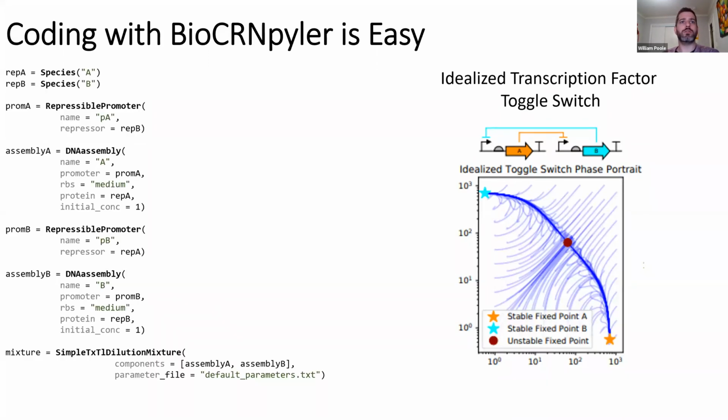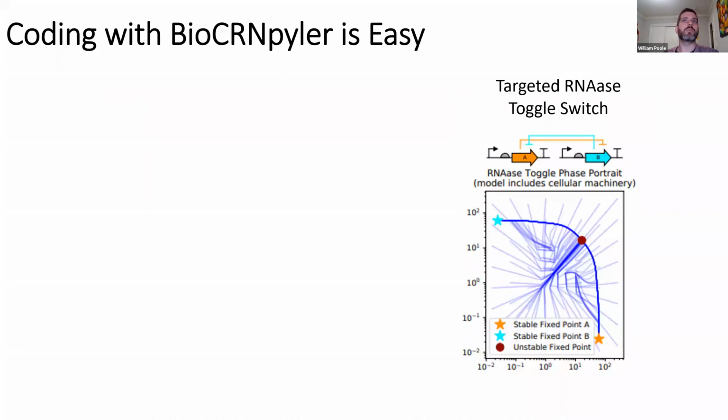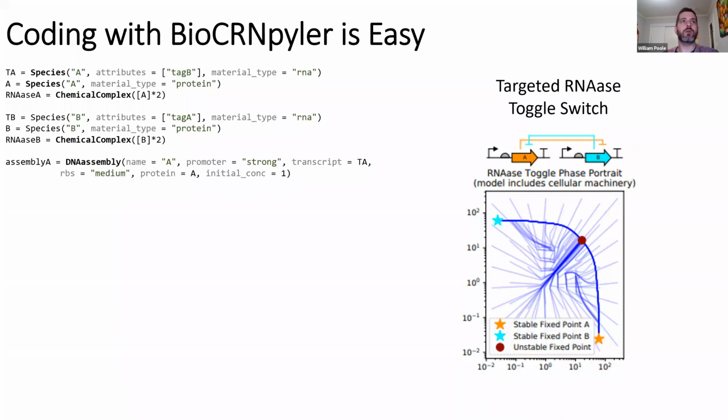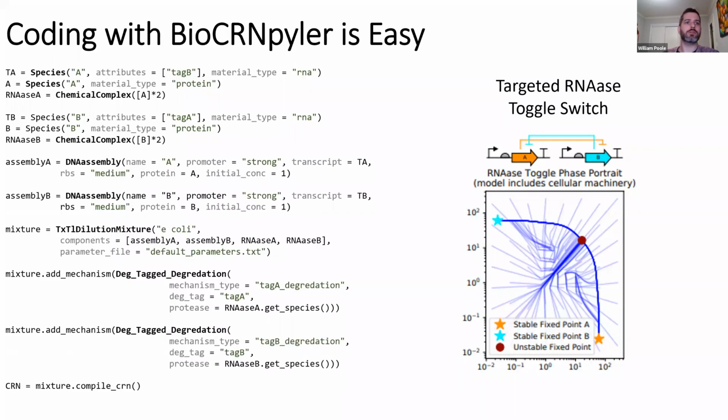This is just some code. It's a couple lines to produce the idealized transcription factor toggle. This makes 6 species and 10 reactions, so not very much. If I want to make the more complicated one, it's only slightly more code. And I'm going through this very fast because I'm realizing I'm running out of time.